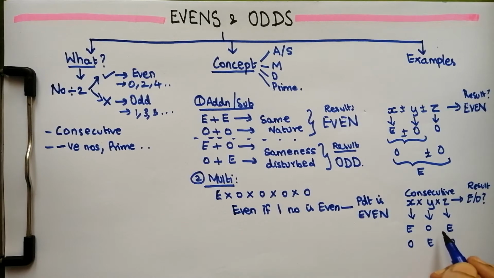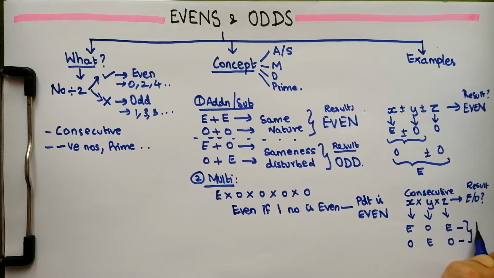So we have learned that even if a single number in the multiplication is even, the product is even. In this line you see there are two evens, so the product is even. In this line you see there is one even, and if one number is even, then also the product is even, so the answer is even.